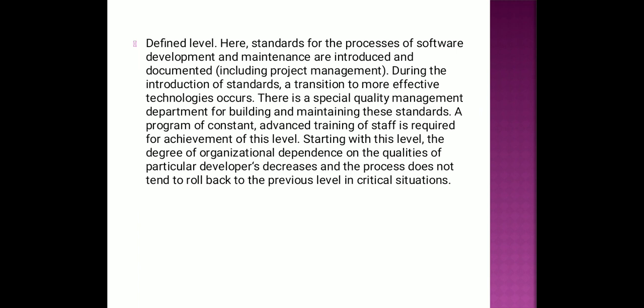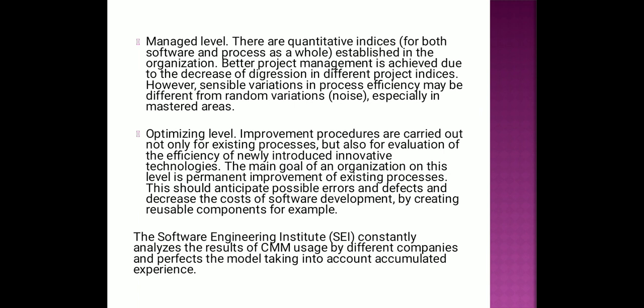Advanced training of the staff is required at this level. In the defined level, proper training is given to the staff to maintain the required level. Managed level: better project management is achieved due to the decrease of deviation in different project indices. Optimizing level: improvement procedures are carried out not only for the existing process, but also for evaluating the efficiency of newly introduced innovation techniques. Recreating reusable components is an example of the optimizing level. That is the end of Unit 5.